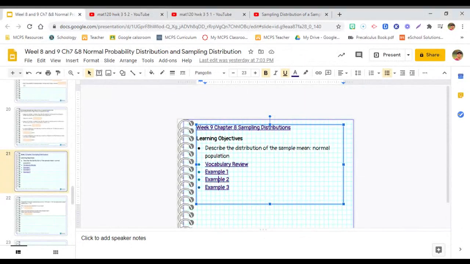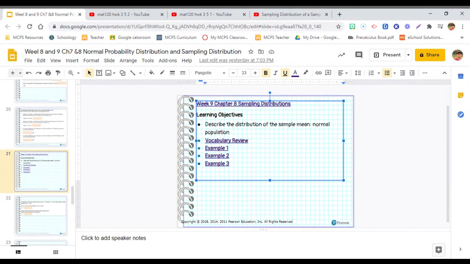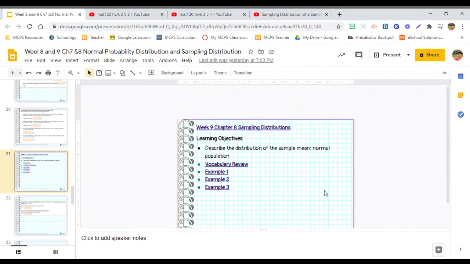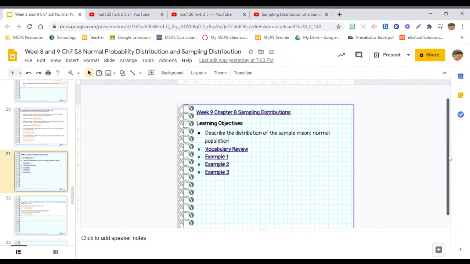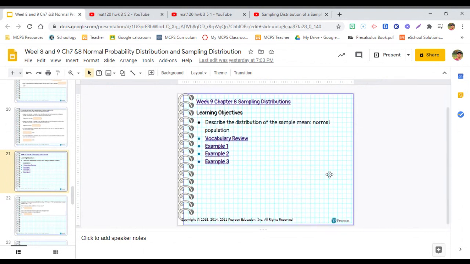Example number 3 is going to be similar again to your homework. I'm going to let you watch it on your own time while you're doing your homework, all right? Your homework this week is not as hard as last week, I know.